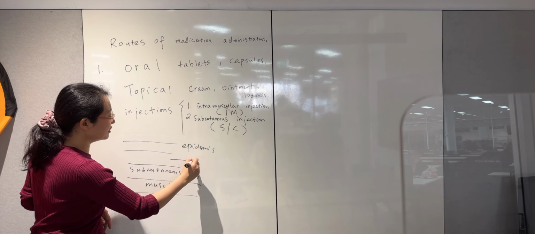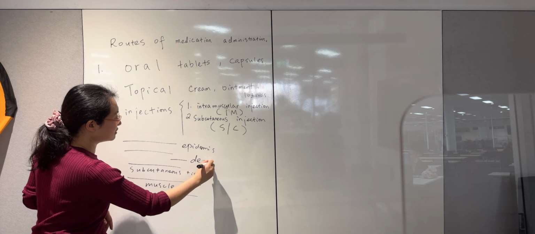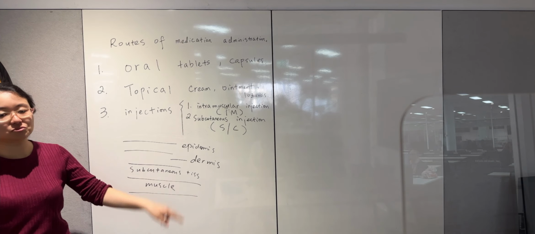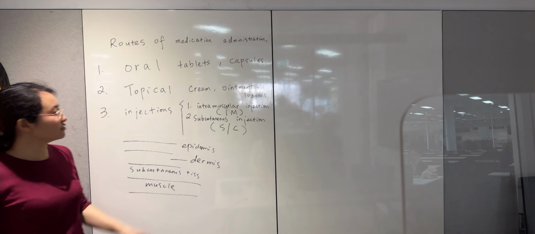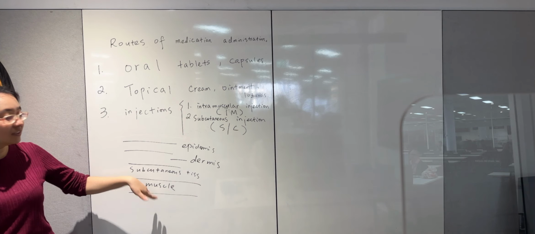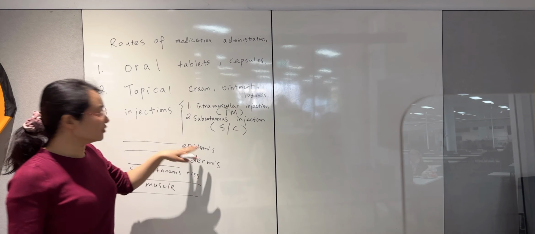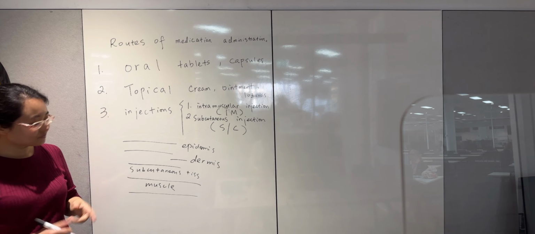Dermis. And then we have subcutaneous tissue. Then underneath is muscle. So muscle is located deeper inside. So now we understand the different layers of the skin.